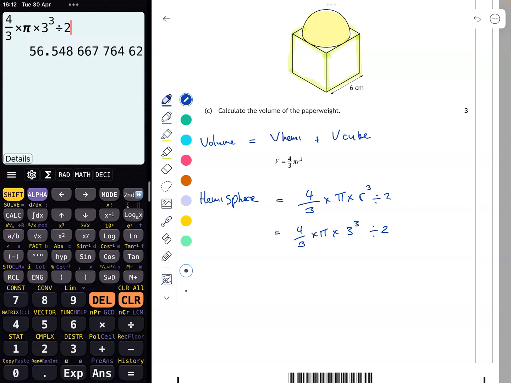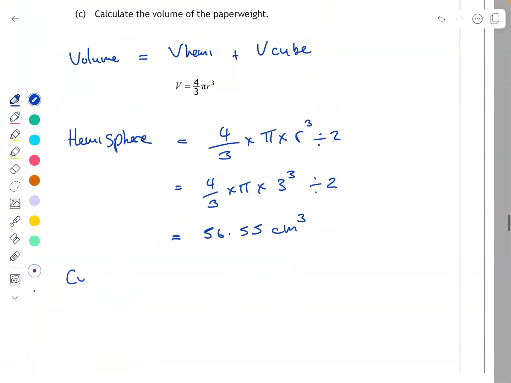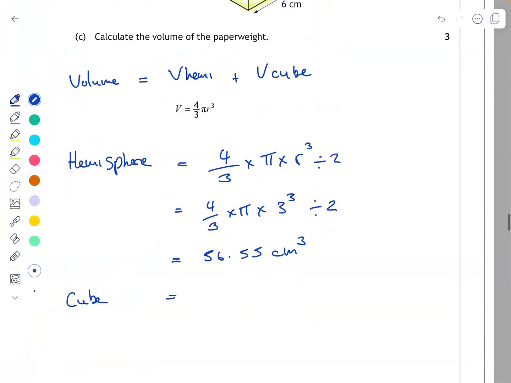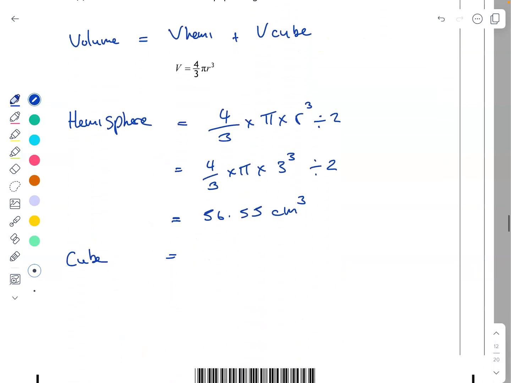So we're going to get 56.548, 56.55 cubic centimeters. And then the volume of the cube, I'll just take that away. So the volume of the cube, well, its length, breadth, height, and they're all 6. So it's 6 times 6 times 6, or 6 cubed. So it's 6 times 6, 36, times 6, 216.